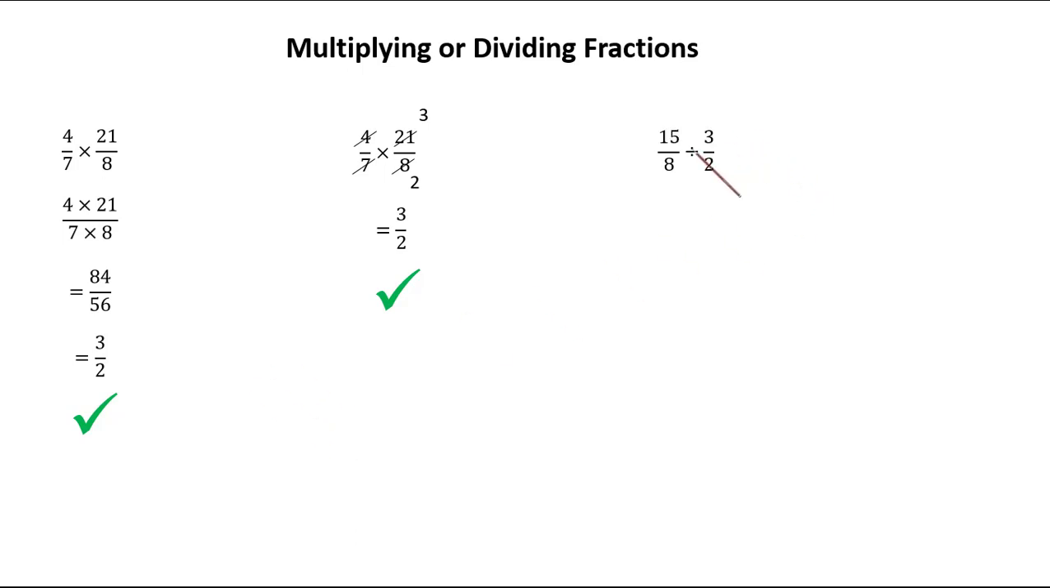And what about the dividing part? If we have 15 upon 8 divided by 3 upon 2, first of all, we need to convert this division into multiplication. In order to do that, we need to take the reciprocal, or the multiplicative inverse, of the fraction which is just next to or behind the division sign. So the 2 goes above and the 3 comes down, while the 15 upon 8 remains as it is. Now you can do the cancellation and you get the final answer as 5 upon 4.